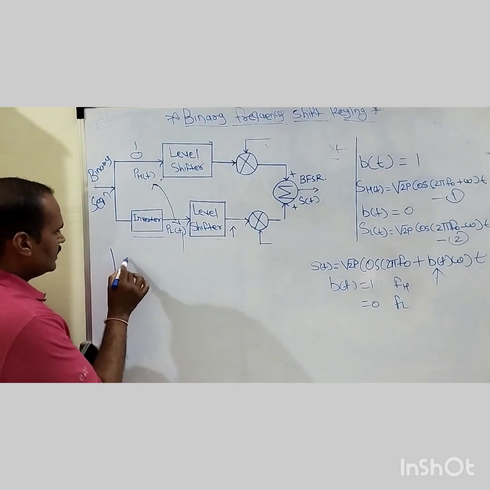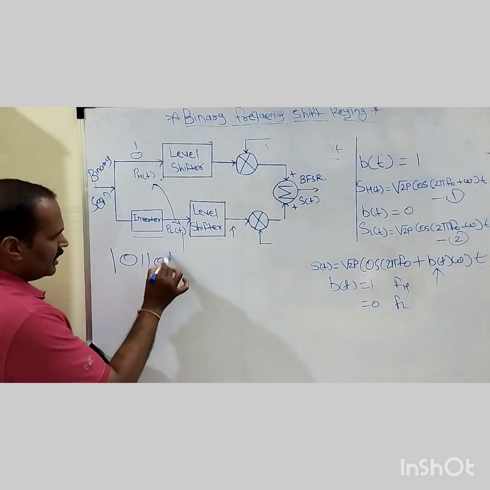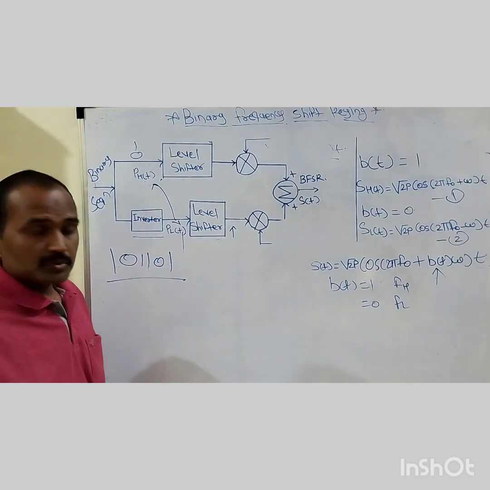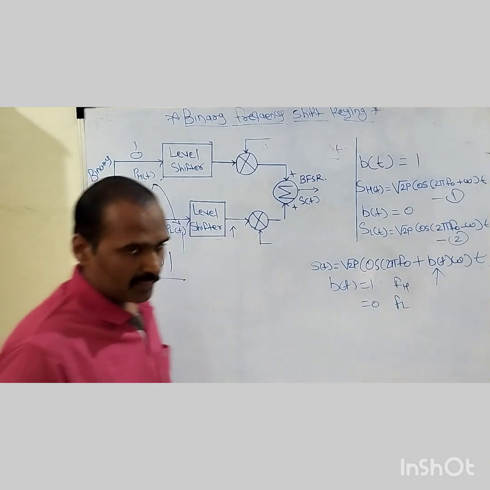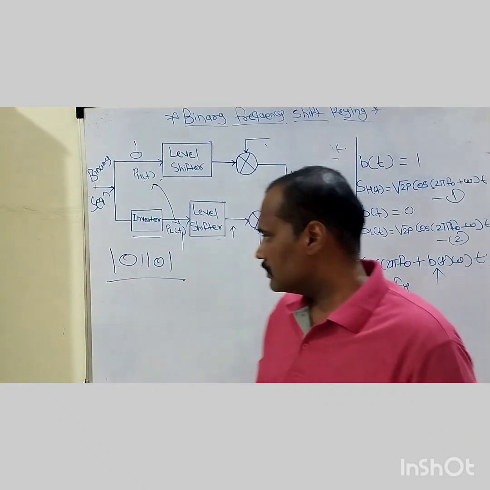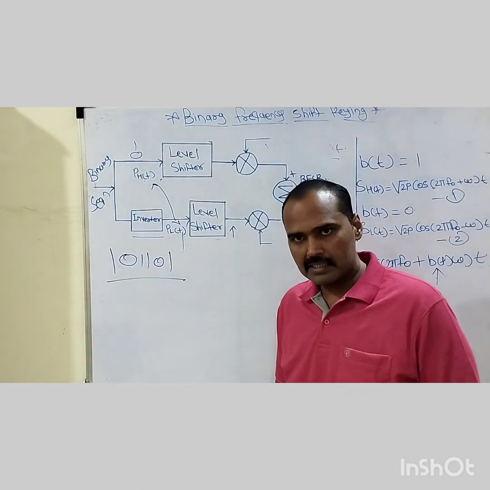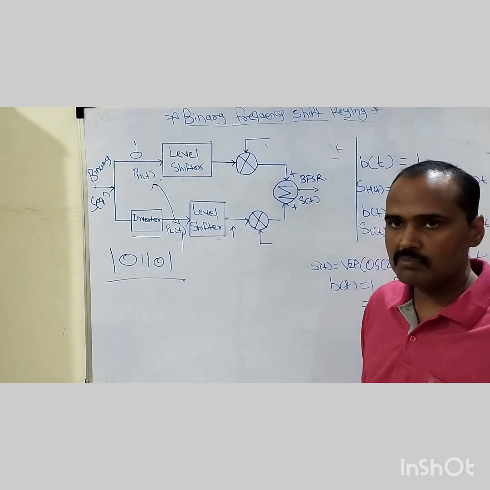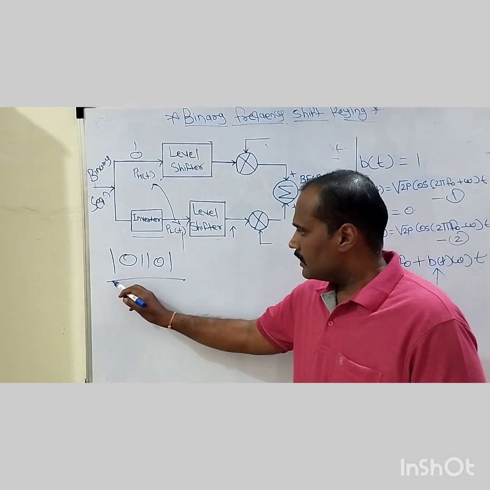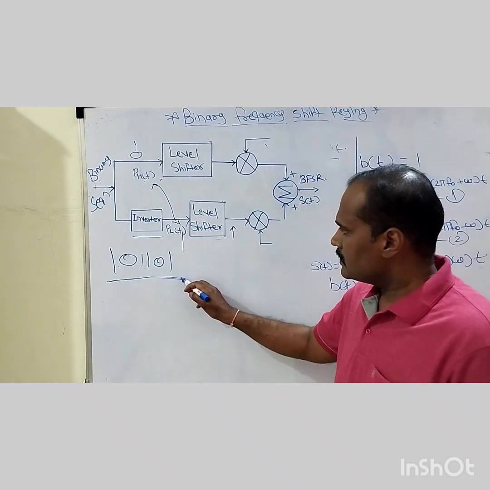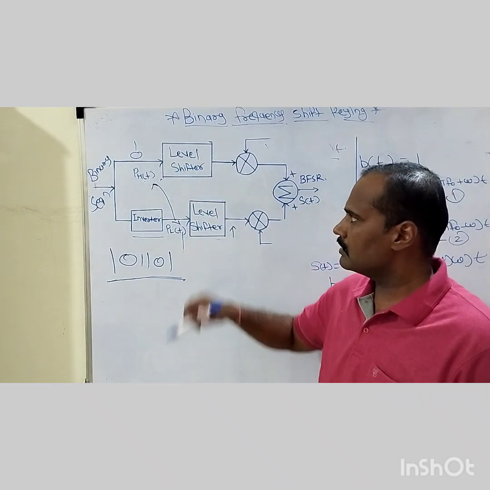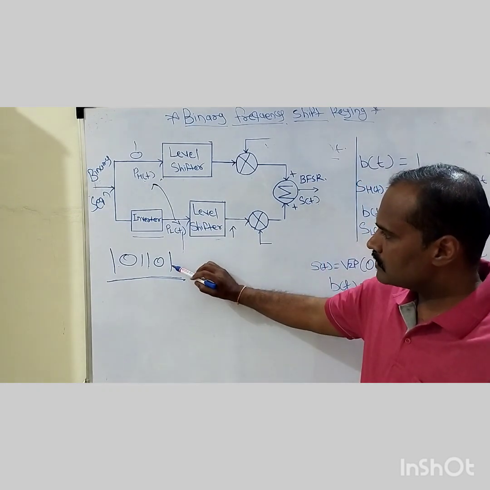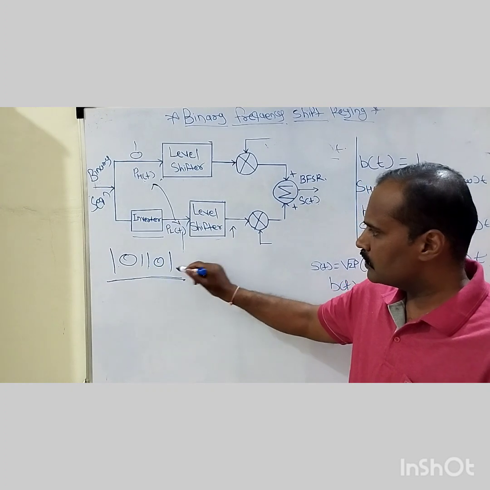Suppose the data is like this: 1 0 1 1 0 1, which consists of 1, 2, 3, 4, 5 and 6. So in total there are 6 bits within this information bearing signal, which we are interested to transmit with the help of this binary frequency shift modulator, right? Initially this symbol sequence will appear across this upper level shifter as it is. The desired symbol sequence is 1 0 1 1 0 1.